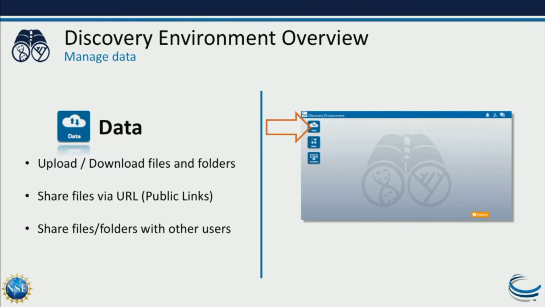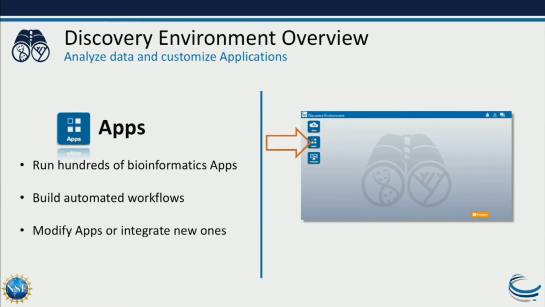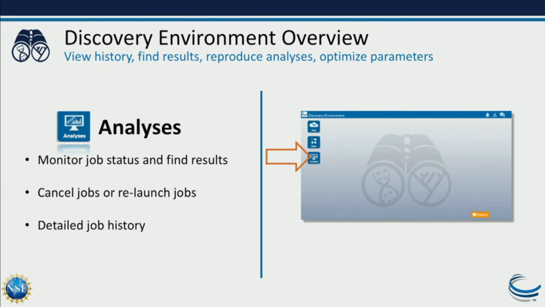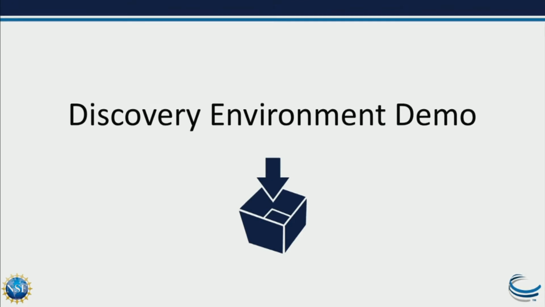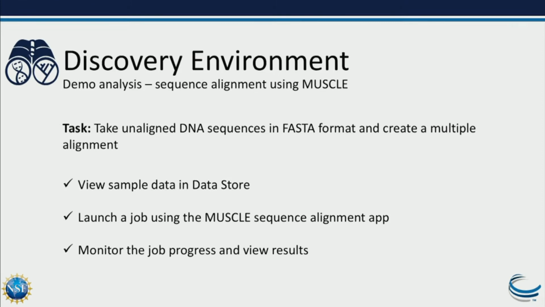We've covered the data window, upload and download of files. You can share files in various methods. Now let's talk about apps and also about analyses. In this demo, we're going to have a little bit of an example data set. So the task here will take some unaligned DNA sequences in FASTA format and then create a multiple alignment. So it's a fairly straightforward analysis, just one step. But it'll take us through a little bit of an analogy for any other type of analysis you might want to do through the discovery environment.